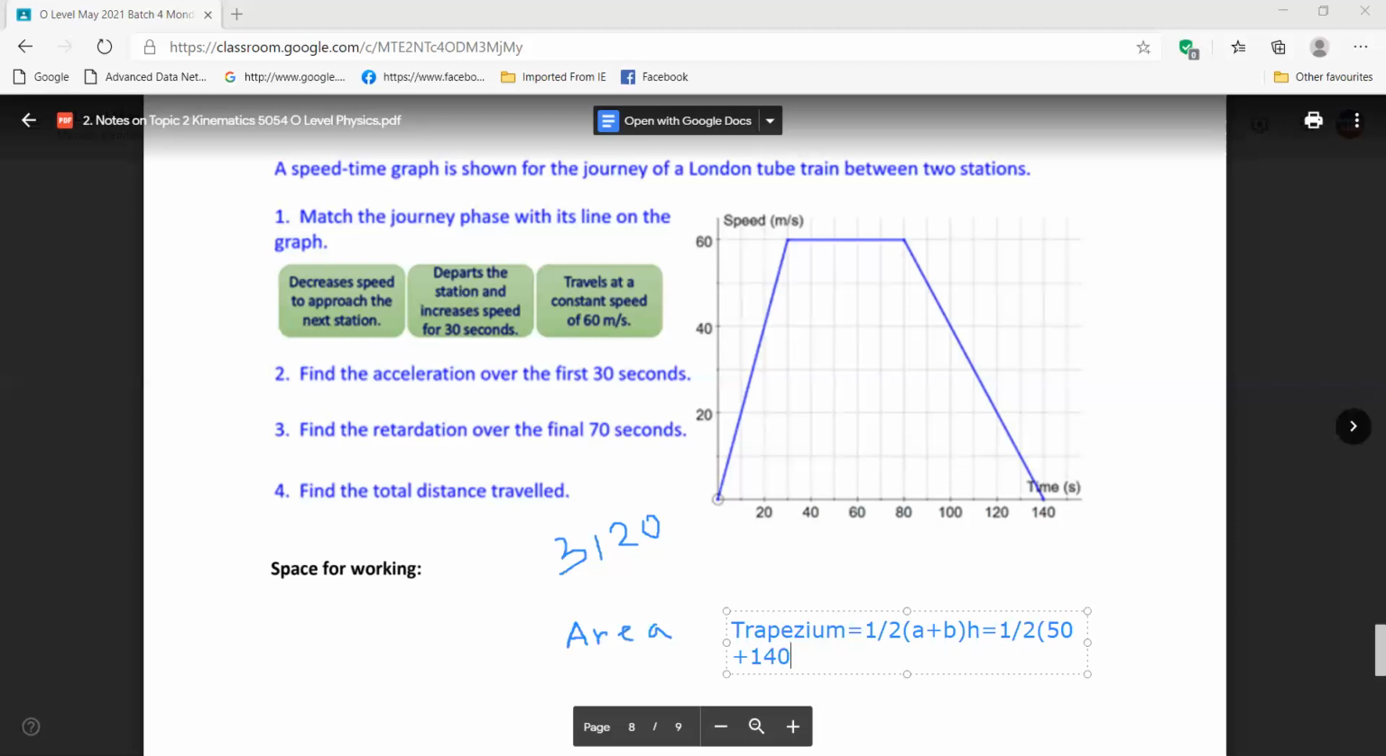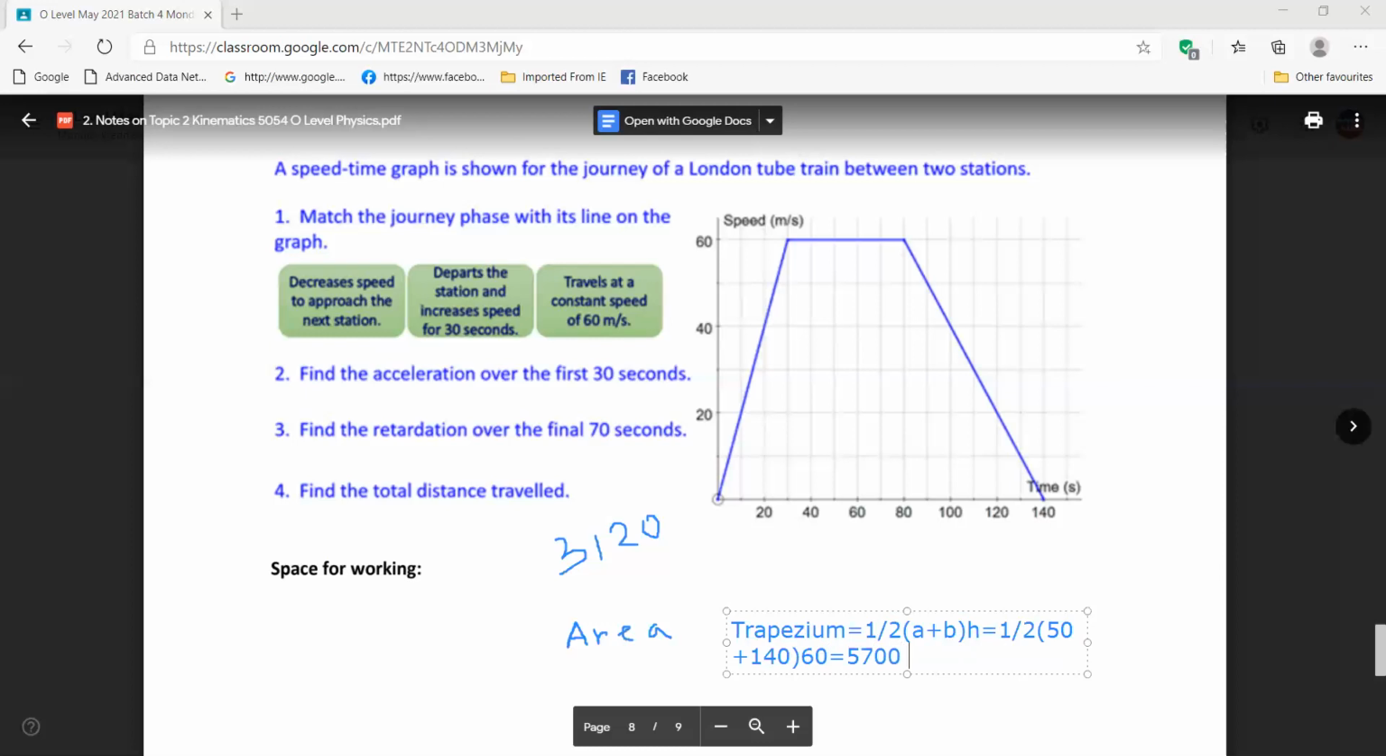Then 140, bracket closed, then times height. Height is 60. Yes, sir. Okay. Then how much is it coming? 50 plus 140 is 190, right? Yes, 190, sir, divided by 2. That is giving you 95. 95 multiplied by 60. How much is it? 5,700.